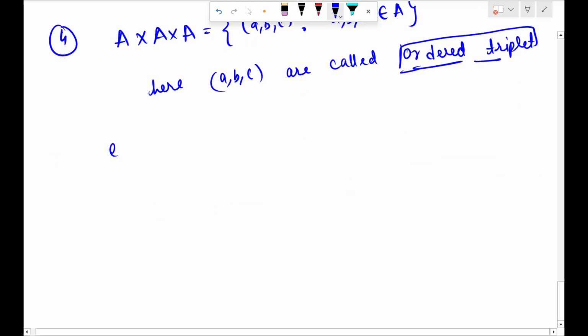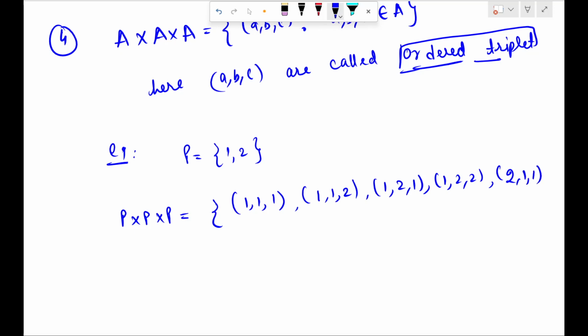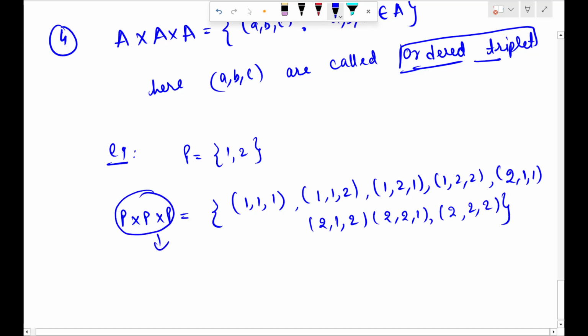So for example, if P is equal to {1, 2}, then P cross P is (1, 1), (1, 1, 1), (1, 1, 2), (1, 2, 1), and (2, 1, 1), 2. So this is the ordered pair of set P, ordered triplet.